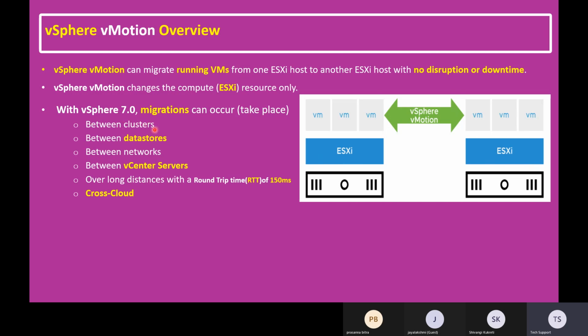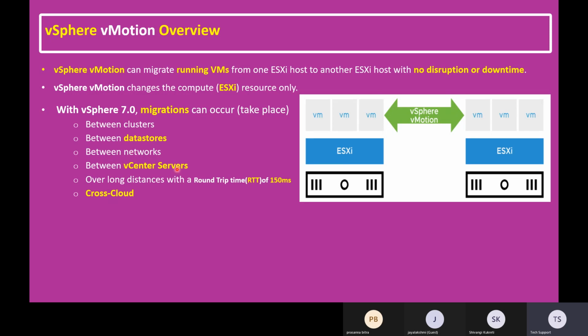You can perform migration from cluster 1 to cluster 2, between the clusters, and between datastores, like datastore 1 to datastore 2 migration. You can also migrate between networks. Even if you want to migrate your virtual machine from production network to development network, or development network to production network, vice versa, that migration is possible.